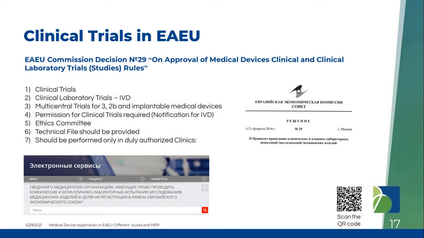Ethics Committee, it's chapter 3 of decision 29. You should get a decision of the ethics committee, and it should be a local committee. So it will be a committee of a healthcare organization, not a committee of the Ministry of Health. It's the current position of the authorities. Permission for clinical trials required.